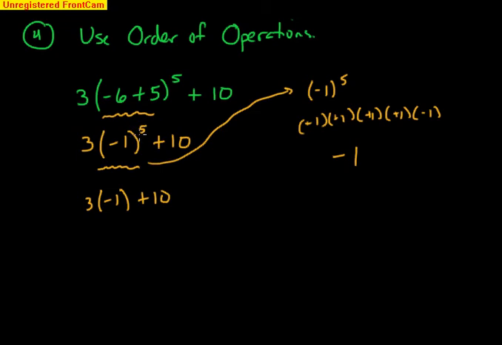So again, the 5th power did not disappear. Negative 1 to the 5th power is negative 1. Then we do the multiplication. 3 times negative 1 is negative 3. Right? Positive times a negative is a negative. And then negative 3 plus 10, that's 3 negatives, 10 positives. That leaves me with 7 positives. On your quiz, you need to show all of your work. Okay, so make sure you do that.